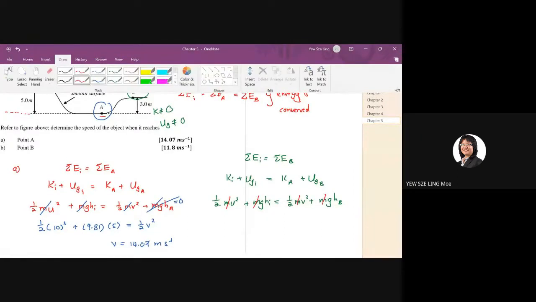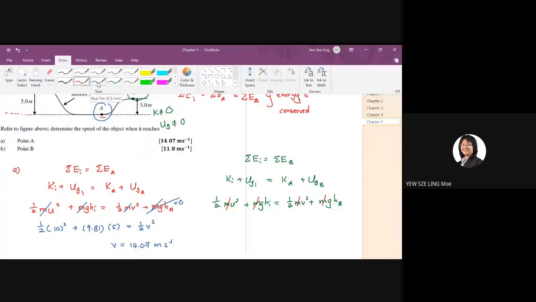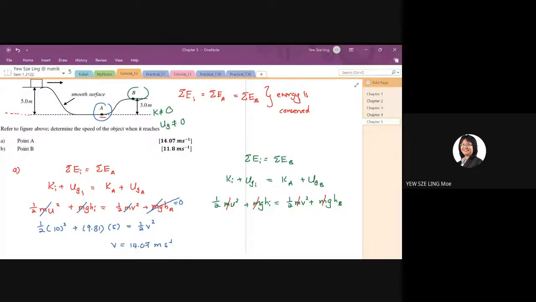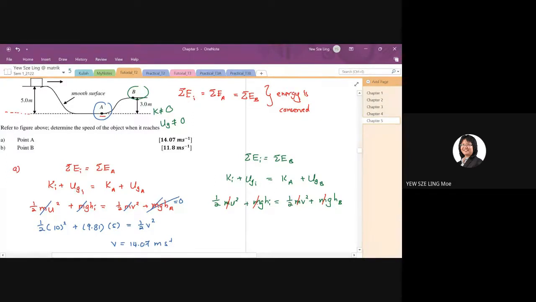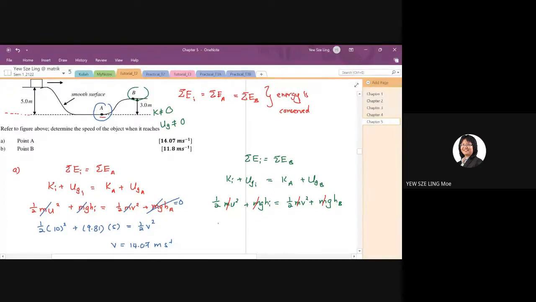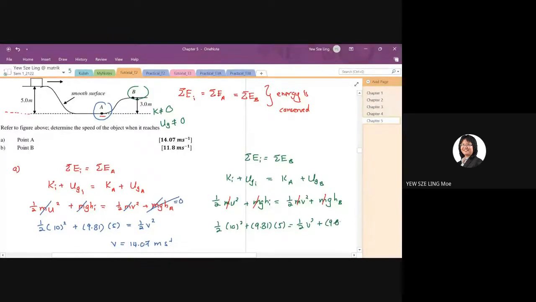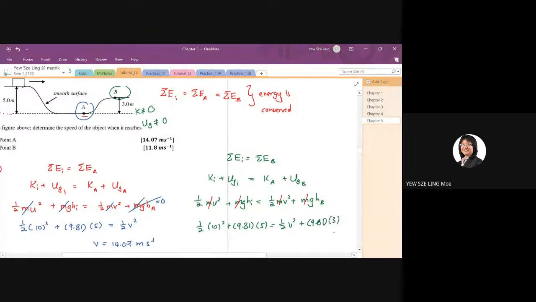All right, and then what are we going to do next? So we want to calculate velocity, right? We want to calculate velocity. So you sub everything into the equations. Okay, you sub all of the information into the equations. So you have 1/2 10 square plus 9.81 times 5 equals to 1/2 v square plus 9.81. Now the height given is 3. So rearrange the equations, you will obtain v equals to 11.8 m s negative 1.